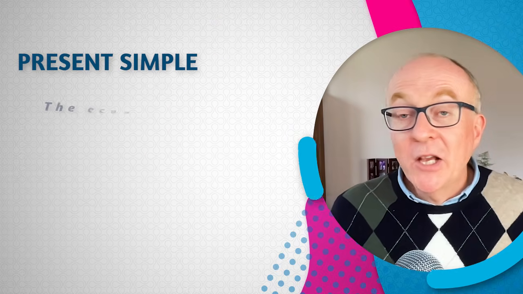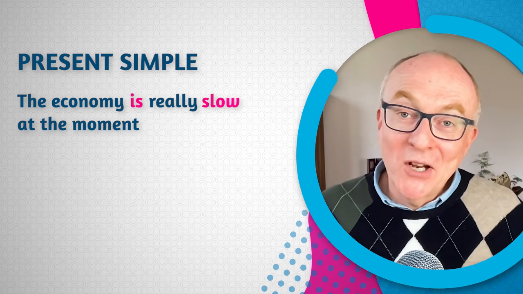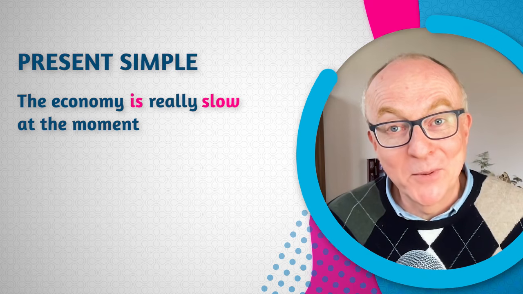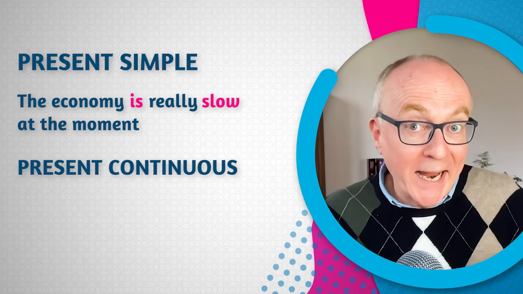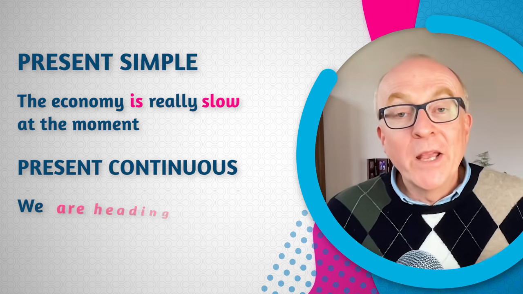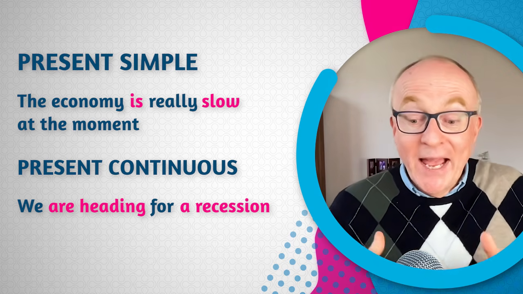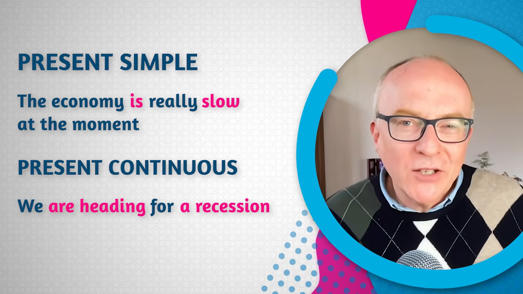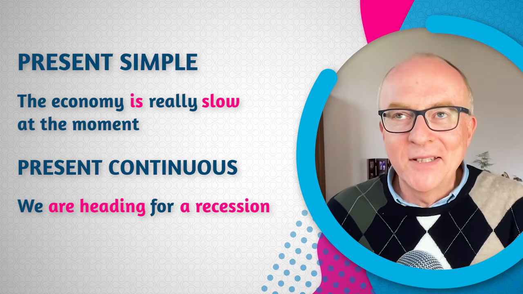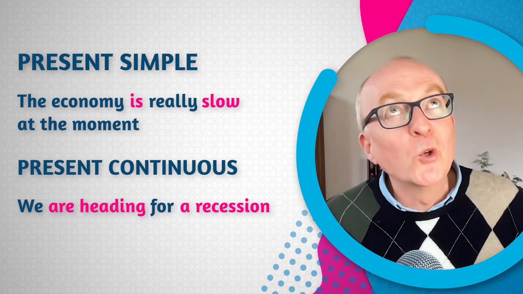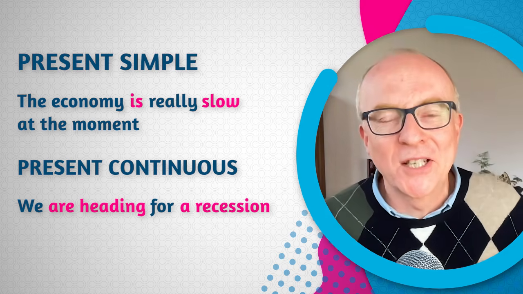You could also say the economy is really slow at the moment. So as well as being bad, it can be slow. The economy is really slow at the moment. In addition, we can use the present continuous to describe what is happening, right? We could say, we are heading for a recession. To be heading for, or to head for, to go towards, a recession is where the economy goes down, nothing's working, prices are too expensive, nobody's got any money, it's all doom and gloom. A recession. So we are heading for a recession.